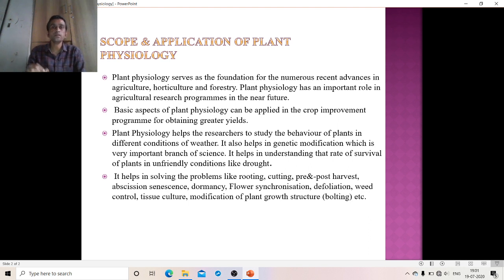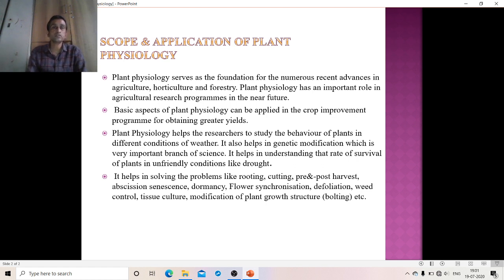Then it helps in understanding the rate of survival of plants in unfriendly conditions like drought. Means we develop a particular plant by studying its plant physiology. That plant grows better in a harsh condition, in a cold condition, in a desert condition. Here is one example, a drought condition. Means we develop a new plant by studying its physiology, and this new plant grows better in a drought condition. This is one of the scopes of plant physiology.